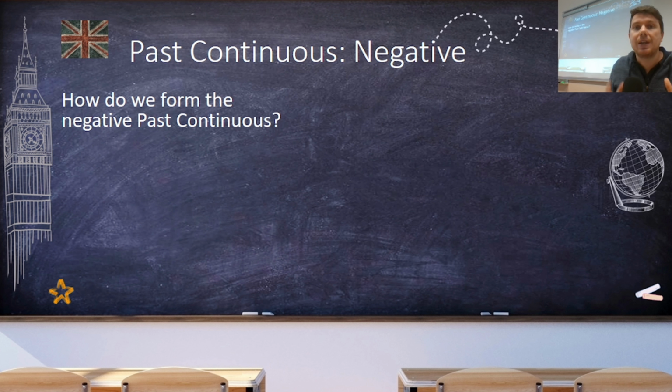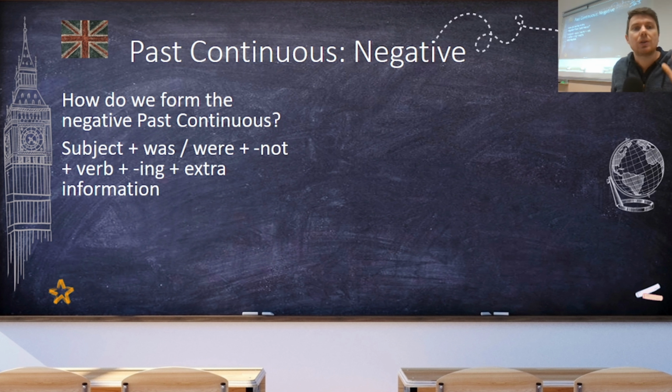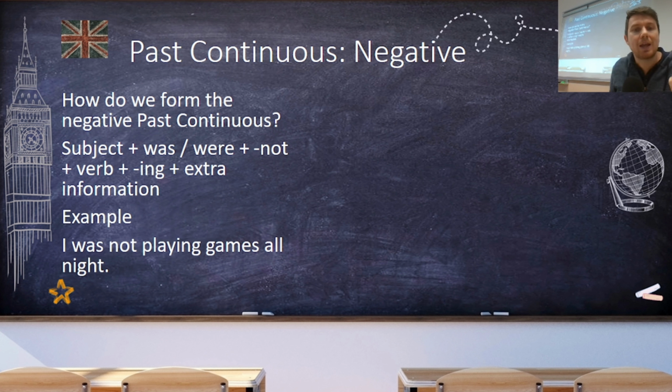Now we're going to look at the negative formation of past continuous. So how do we form the negative past continuous? Let's have a look. Subject, was, were, not. Here, not is very important. We include it, plus verb, plus ing, plus the extra information. So we're just adding not to make the sentence negative. Good. So, example, I was not playing games all night. Maybe someone asked you, maybe it was your parent. Were you playing games all night? No, mum, I was not playing games all night.